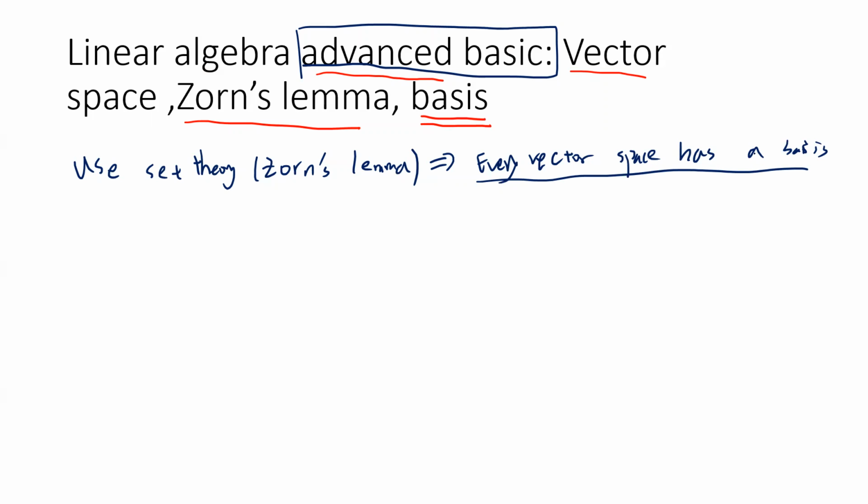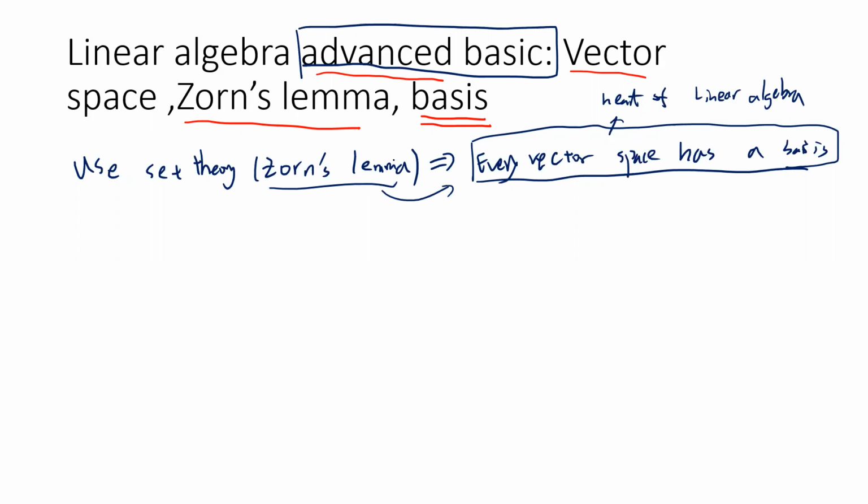Remember that if you know a vector space has a basis, then you can start to write a matrix, right? Because a matrix is just some transformation in the basis. So every vector space has a basis. I would say it's the heart of linear algebra, and basically, this heart of linear algebra cannot be easily derived from the axioms of vector space, right?